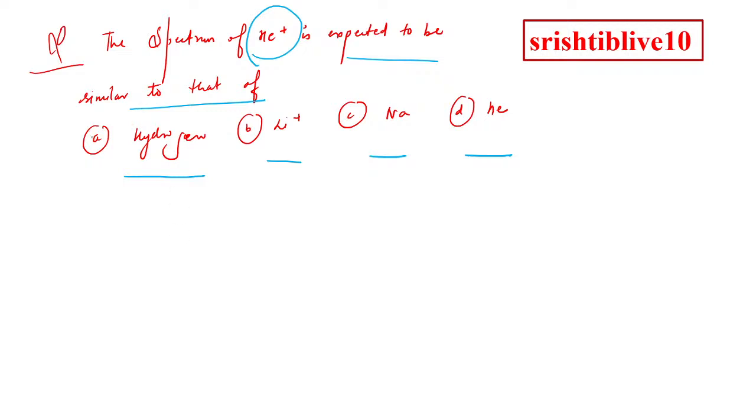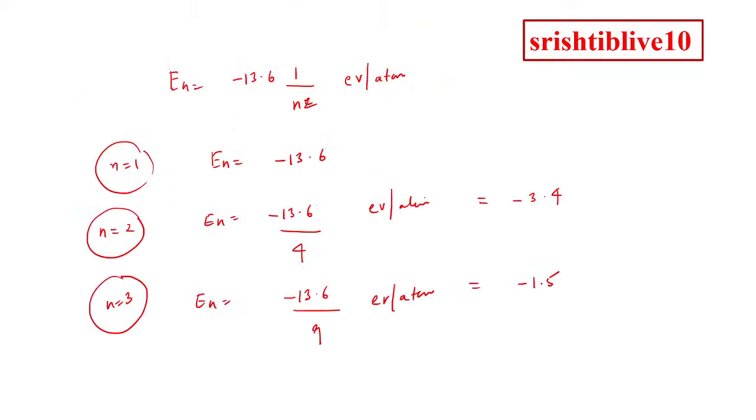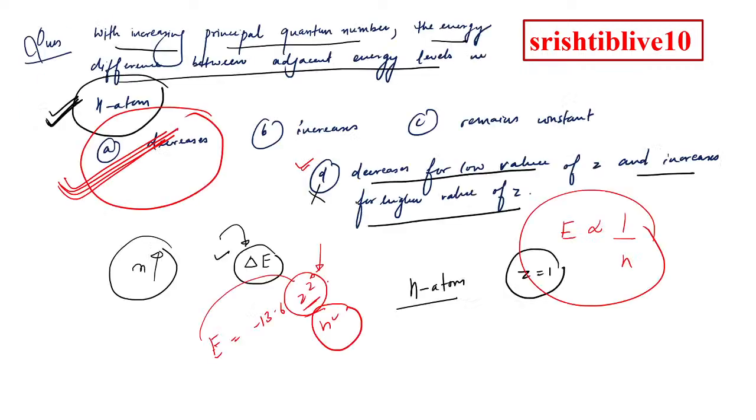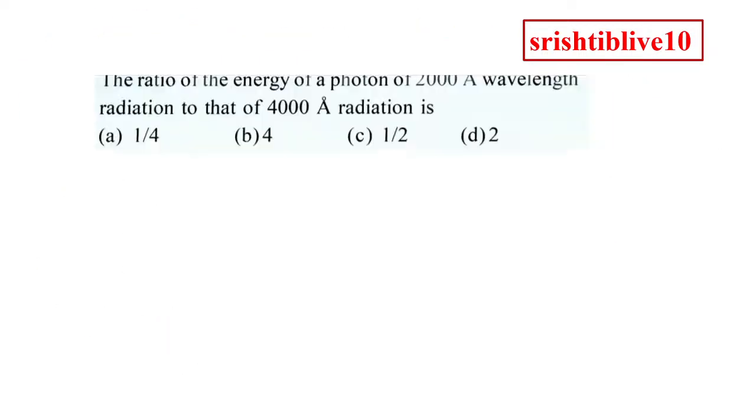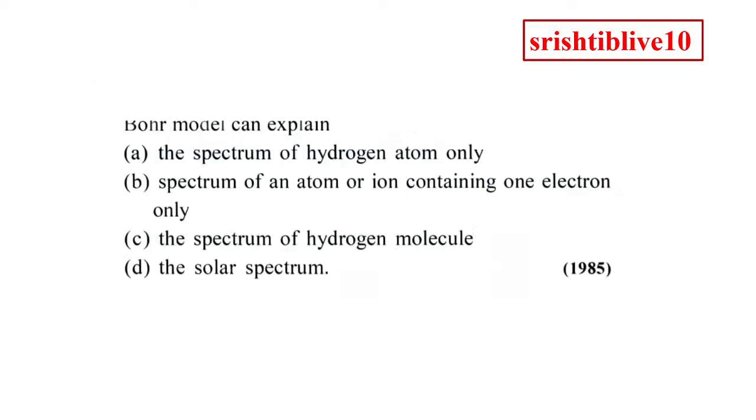Yeah, very good. The correct answer is going to be hydrogen without any doubts. Okay, try this question again. It's a very simple question. Bohr model can explain option A, the spectrum of hydrogen atom only, option B, spectrum of an atom or ion containing one electron only, option C, the spectrum of hydrogen molecule, option D, the solar system or the solar spectrum.